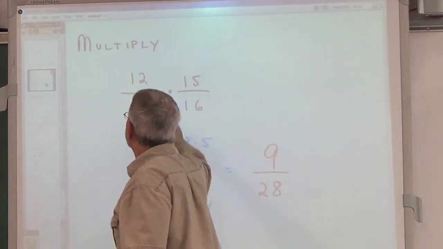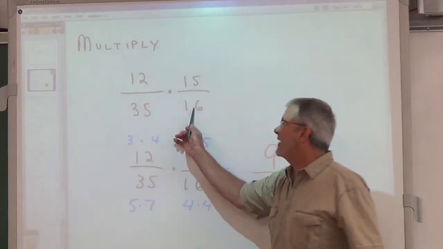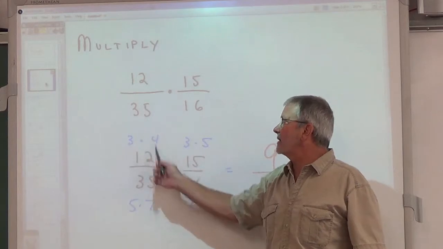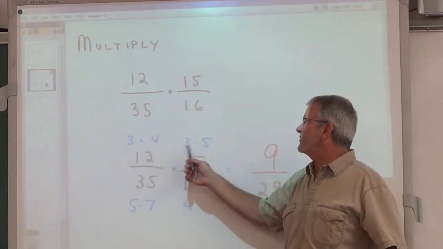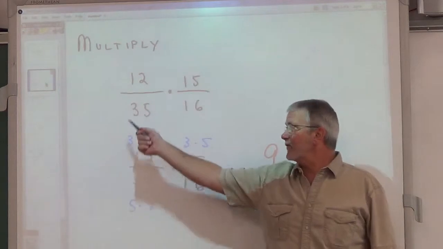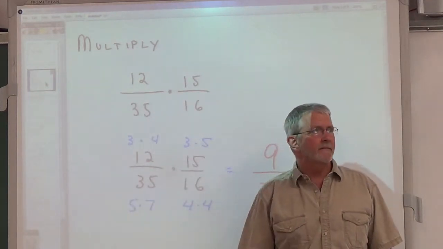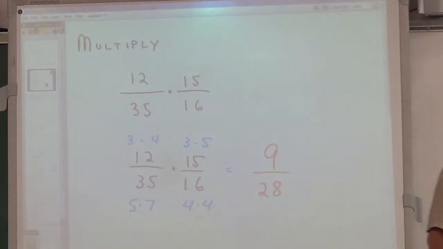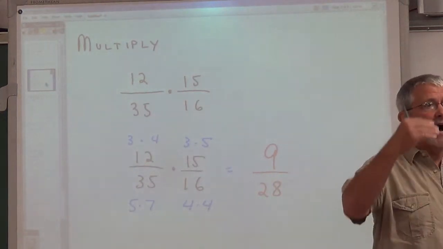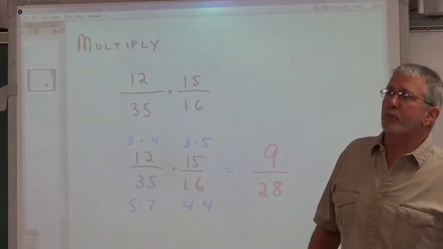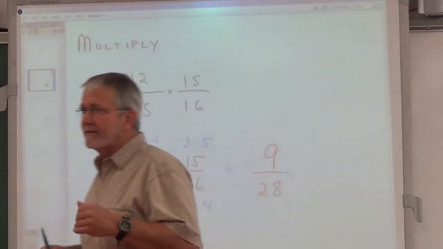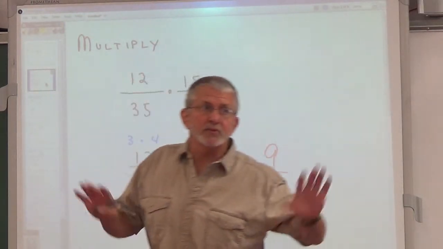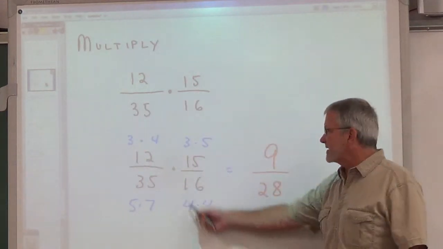Let's see. I got 12 divided by 35 times 15 divided by 16. What's the factorization of 12? 12 is 3 times 4. What's the factorization of 15? 3 times 5. What's the factorization of 35? 5 times 7. Why are you starting out with easy stuff? So that you can understand the more difficult algebraic stuff. I'm going to do this a couple of times. Each time before I go into an algebraic problem, I'm going to do a simple arithmetic problem, something with numbers and no variables, to help you out. 16 is 4 times 4.